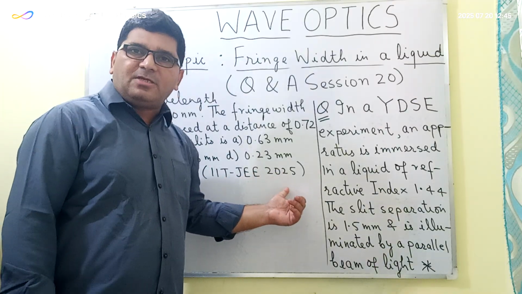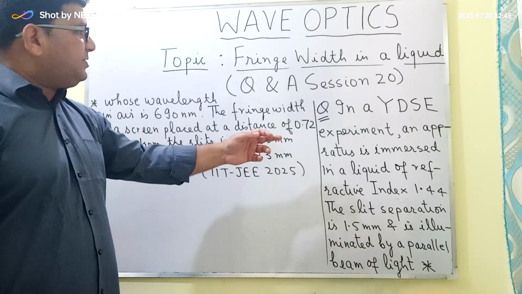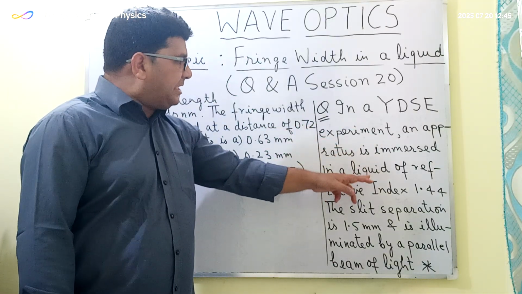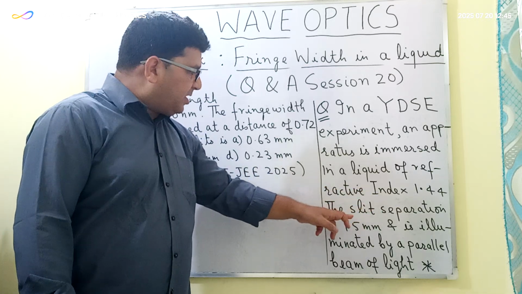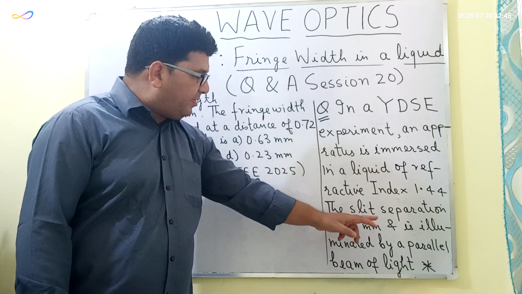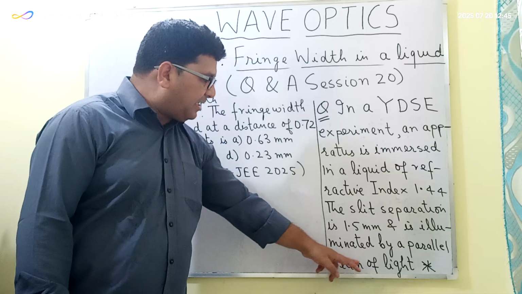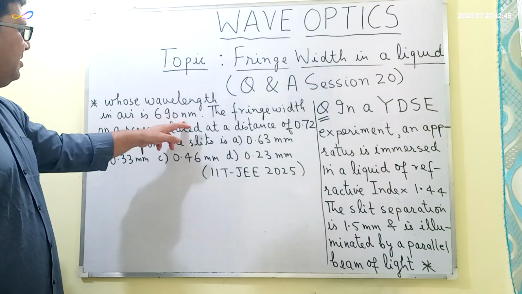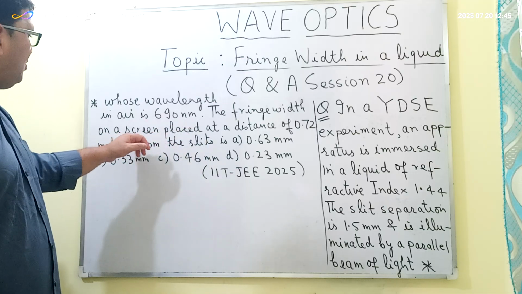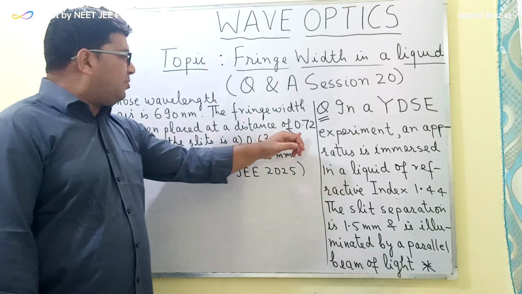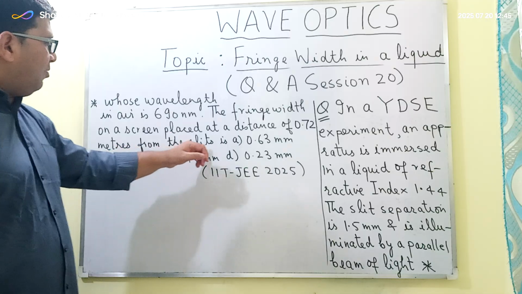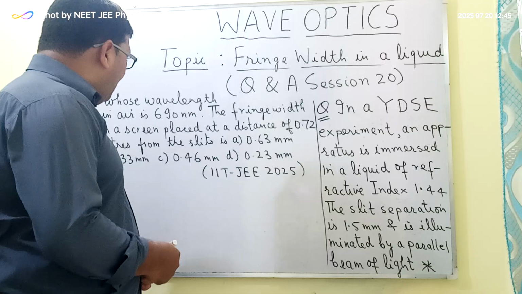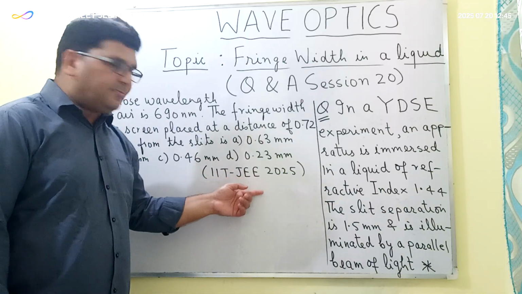This question is from this year, and the question here is: in a Young's double slit experiment, an apparatus is immersed in a liquid of refractive index 1.44. The slit separation is 1.5 mm and it is illuminated by a parallel beam of light whose wavelength in air is 690 nanometer. So the fringe width on a screen placed at a distance of 0.72 meters from the slits is. These are the four options which we have been given and we have to find the correct option.